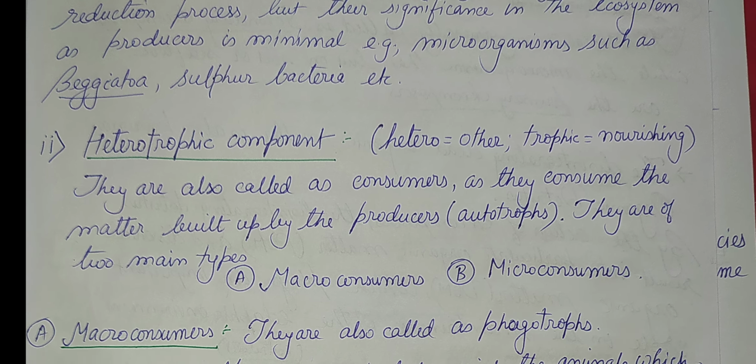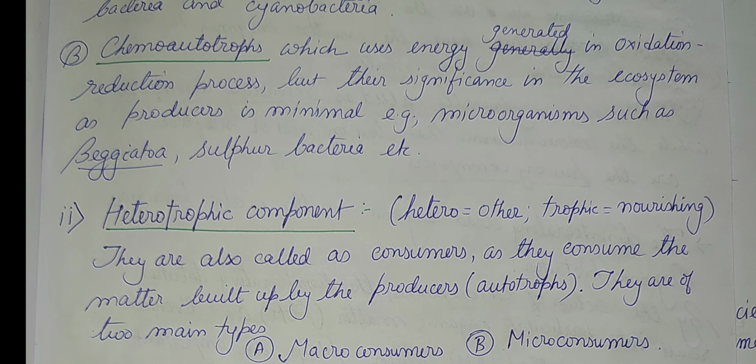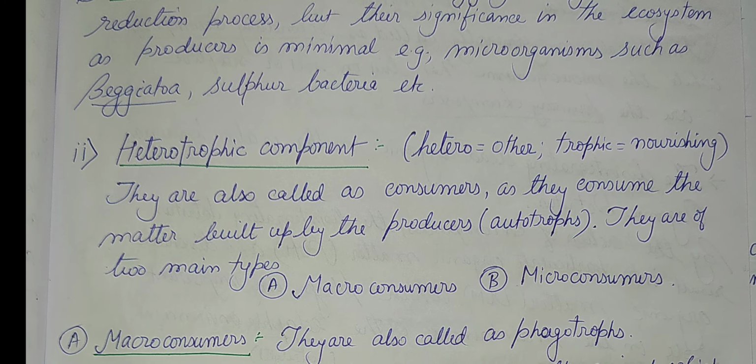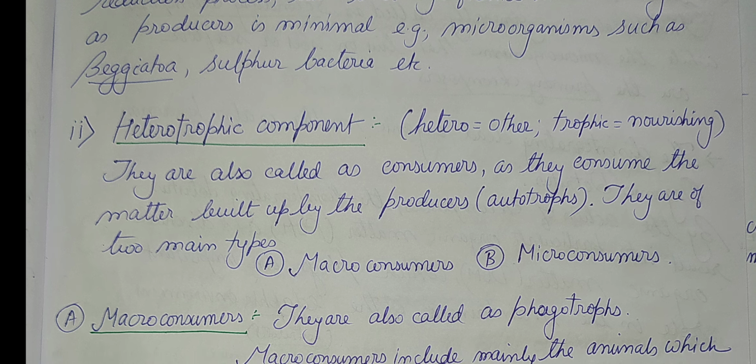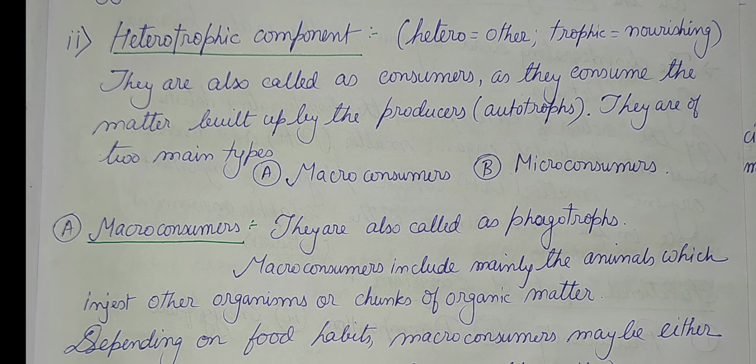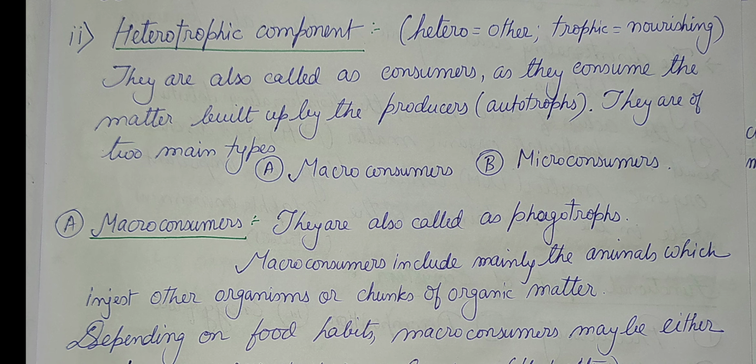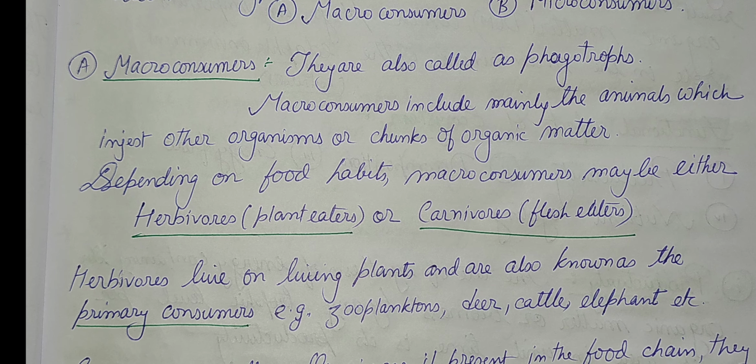The next feature is the heterotrophic component. Heterotrophic components are those who cannot make their own food. That means all the consumers make up your heterotrophic part, and they also fall into two categories: macro consumers and micro consumers. Let us see what macro consumers are. Macro consumers are also called phagotrophs.